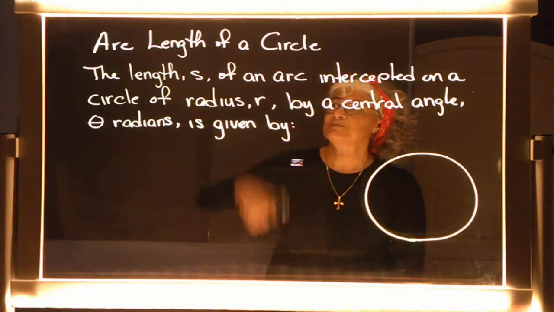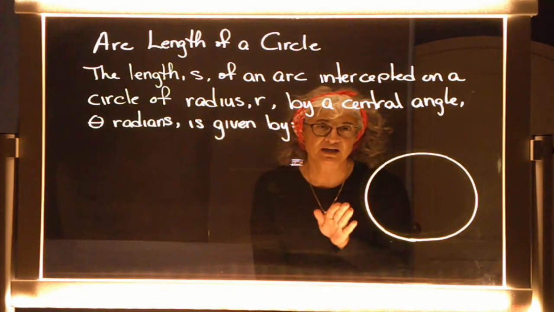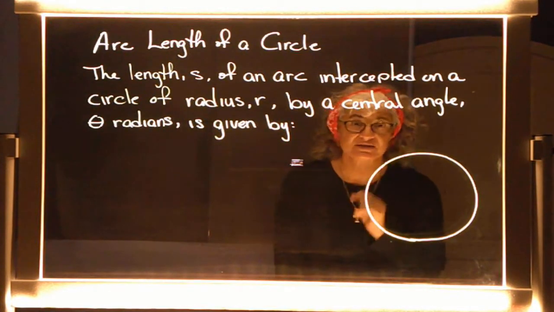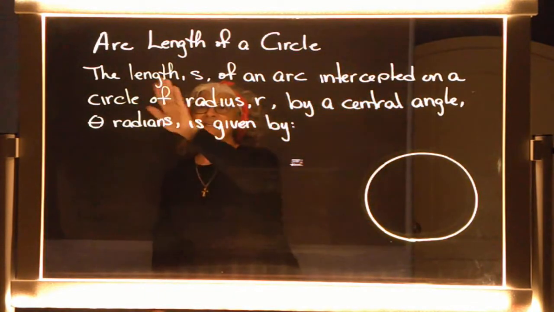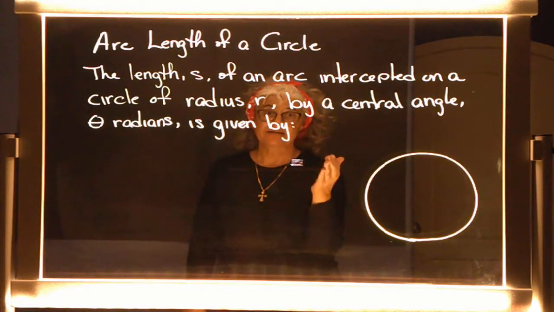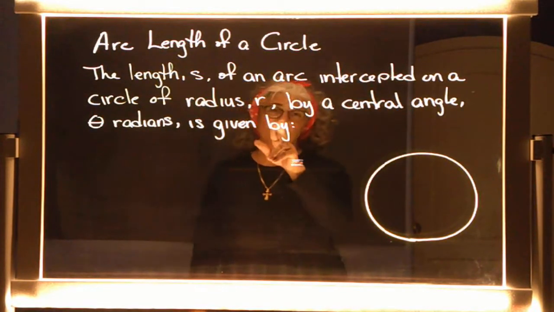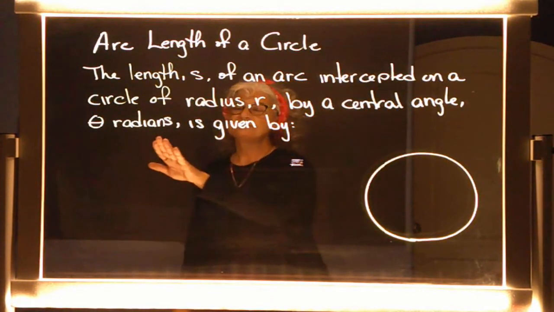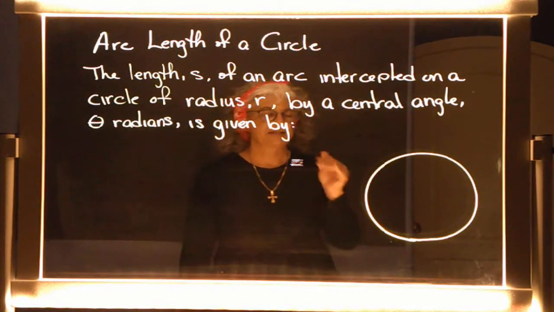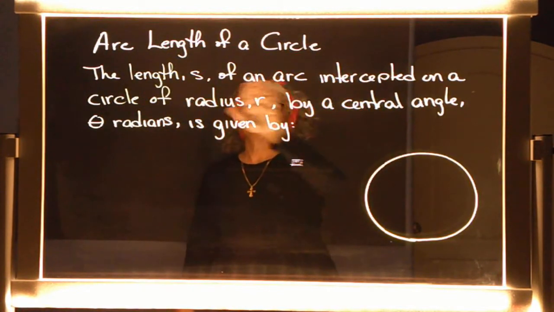Okay, so let's talk about finding the arc length of a circle. Now, believe it or not, you already know how to do this. So hang in there and I'll show you why you already know how to do this. But let's read this so we have an idea of what's going on. It says the length S, so they're calling the length of an arc S. It's intersected on a circle of radius r by a central angle, theta radians, and it's given by, all right, so let's back up a little bit. So it says basically the length of an arc, and they're calling it S.